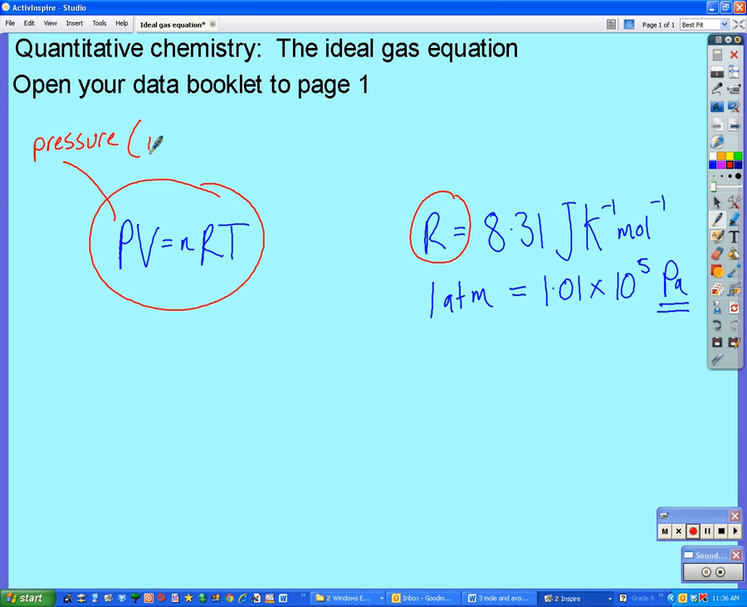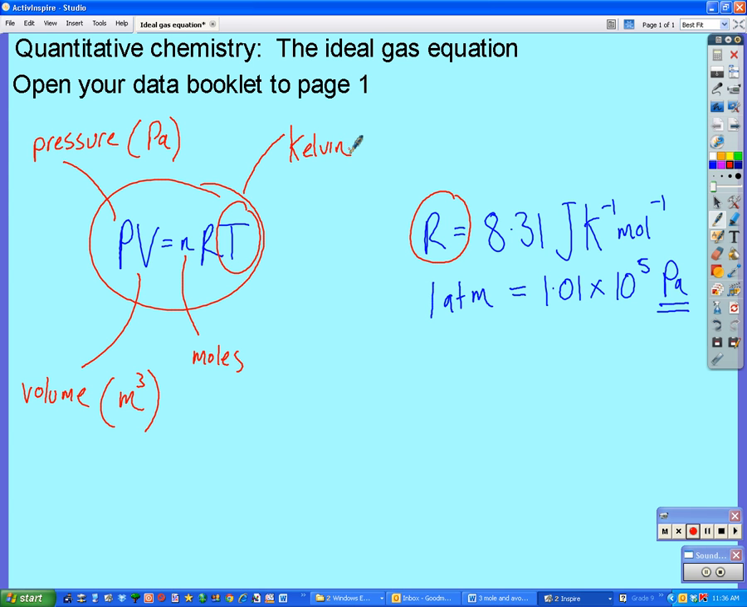The ideal gas equation includes pressure. Let's use pascals when we do that. We use the volume of the gas. Let's make sure we use cubic meters. n is the number of moles. And temperature, very important, we need to use the Kelvin scale for temperature. And R is our gas constant.